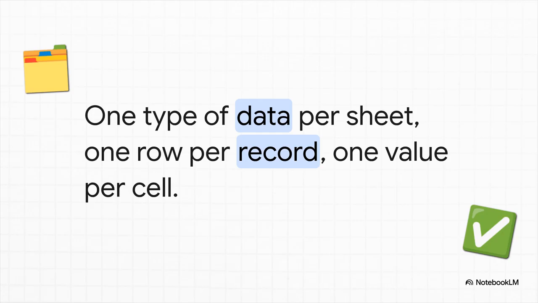For example, if you've got a Users tab, it should have exactly one row per user. A Progress tab, one row per user module combo. Keep it completely isolated. Keep it clean.